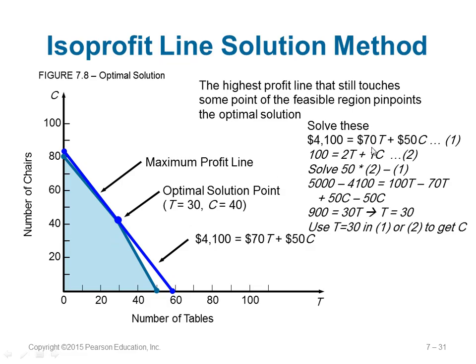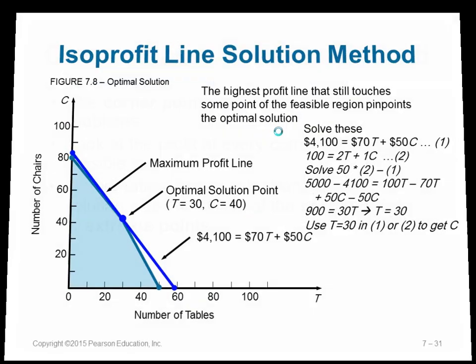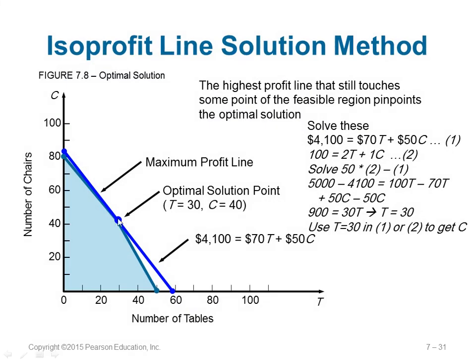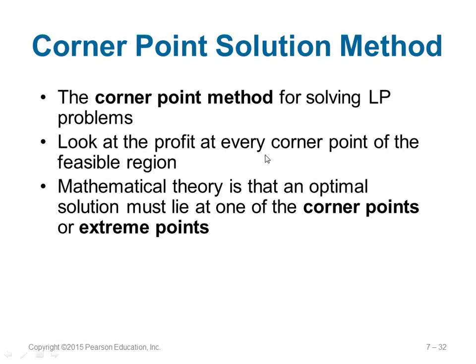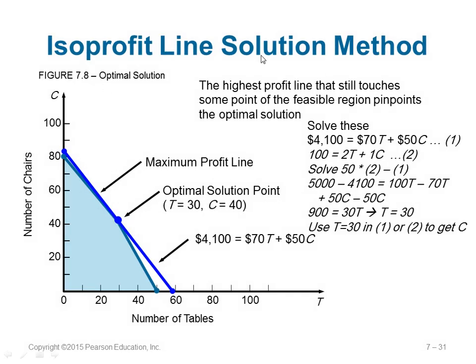If you want to solve it, you can do it like this: 4100 equal to 70t plus 50c. Take the second equation from the constraints, 2t plus 1c equal to 100, and solve as you solve simultaneous equations. Multiply the second line by 50 and subtract, you get the value of t, and you can also get the value of c from that. So t is 30, c is 40. That is the maximum point you can reach, because that is the highest point in your feasible region. This process is called the isoprofit line solution method.